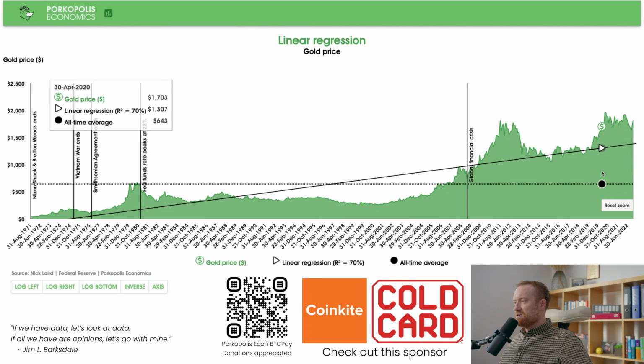Another point that I think is helpful with R squared, and why I think it's a little bit better than R with these statistical comparisons, is that R squared is 70%.